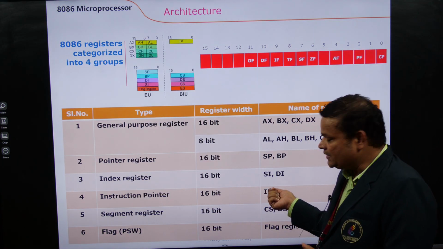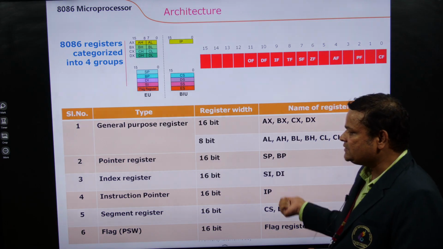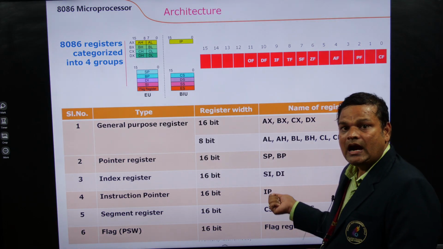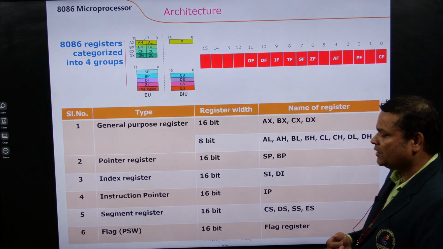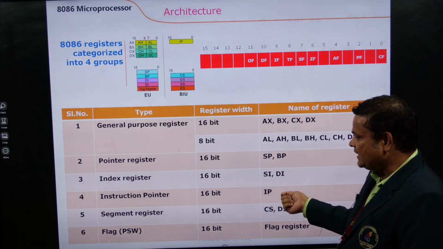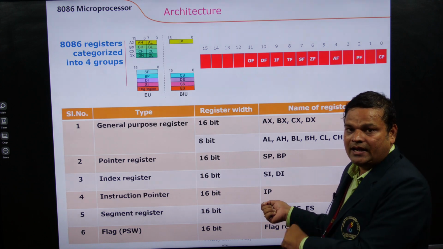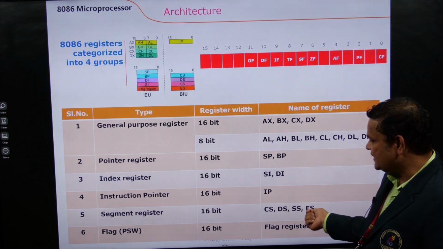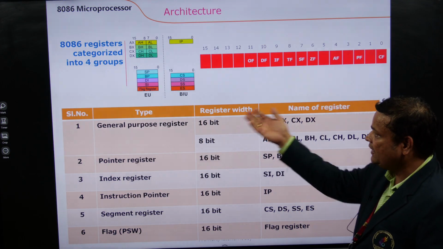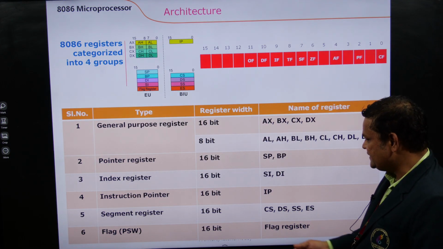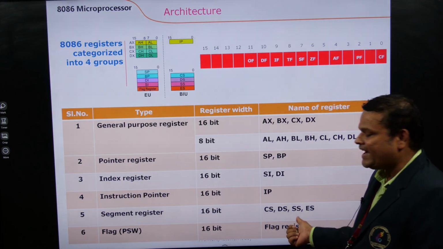Next comes the instruction pointer. The instruction pointer is a register that holds the offset address needed for fetching data from the code segment. So it acts like the program counter in other processors. Next come the segment registers, CS, DS, SS and ES, which we have already discussed in the bus interfacing unit, and the last one is the flag register.